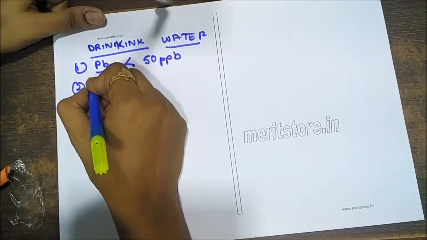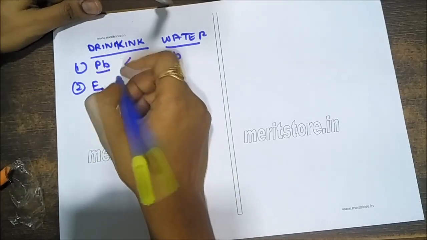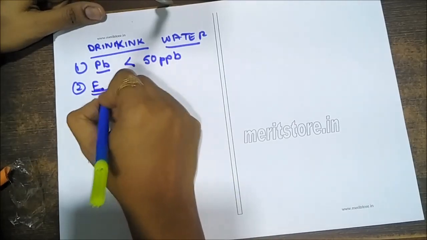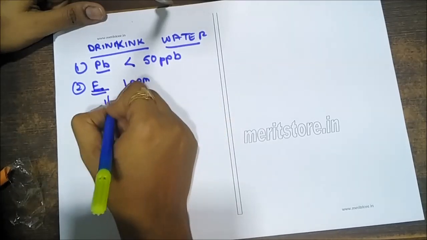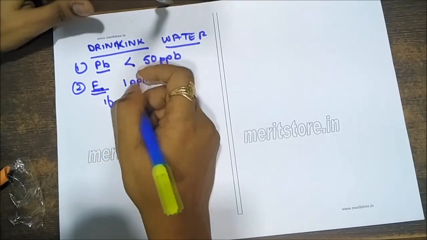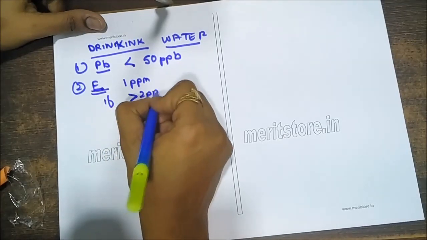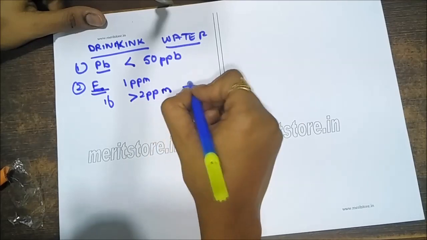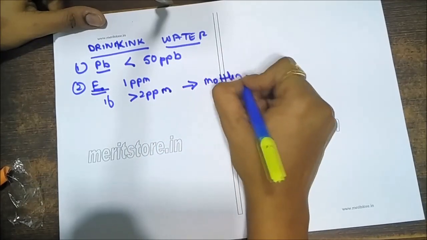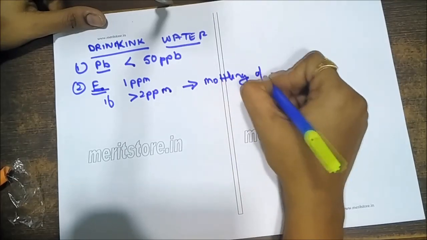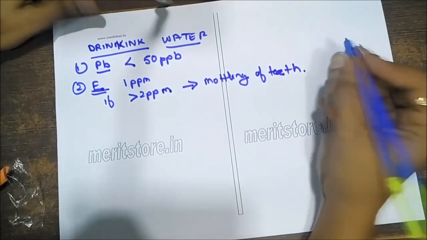Next particulate matter that we're going to consider is fluorine. The required fluorine should be only 1 part per million. Now if the fluoride ion concentration is greater than 2 parts per million, then it will cause mottling of teeth, which means brown coloring of teeth. So it should only be 1 part per million.